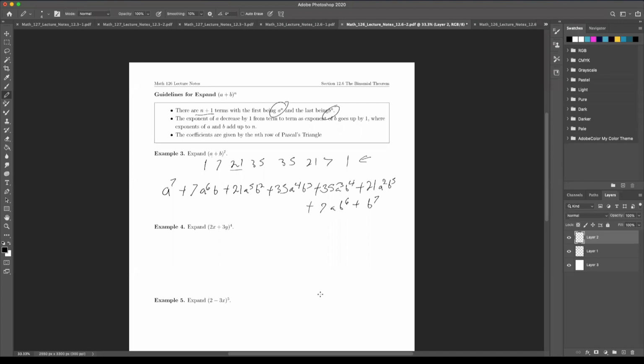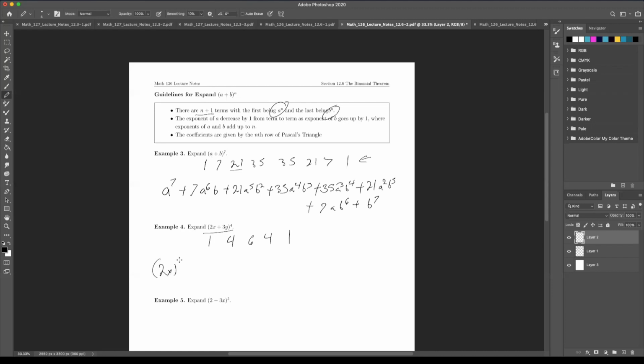Now, this isn't always just a and b, right? We can have more interesting things here. So let me explain how this works. For the next one, we're still going to do this the same way. So let's just write down the fourth row. The fourth row is 1, 4, 6, 4, 1. So that was our fourth row. All right, so now we're going to do this. Here I'll have 2x as my original term.